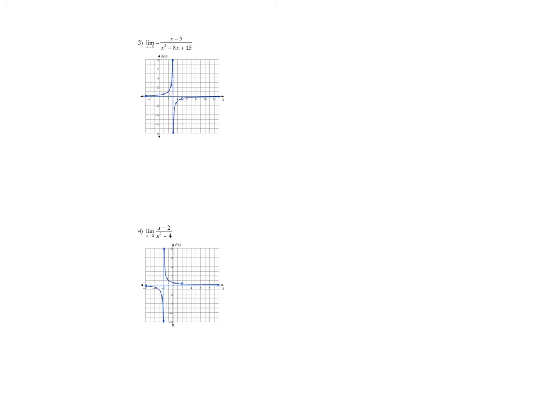So this next one, we have an x minus 5 upstairs, and I'm going to go ahead and factor the downstairs. It's going to be x minus 5 times x minus 3, because negative 5 times negative 3 equals 15, and negative 5 plus negative 3 equals negative 8. In this case, these cancel, so we would end up with 1 over x minus 3. And they're asking us to plug in 5. So where 5 is right here.